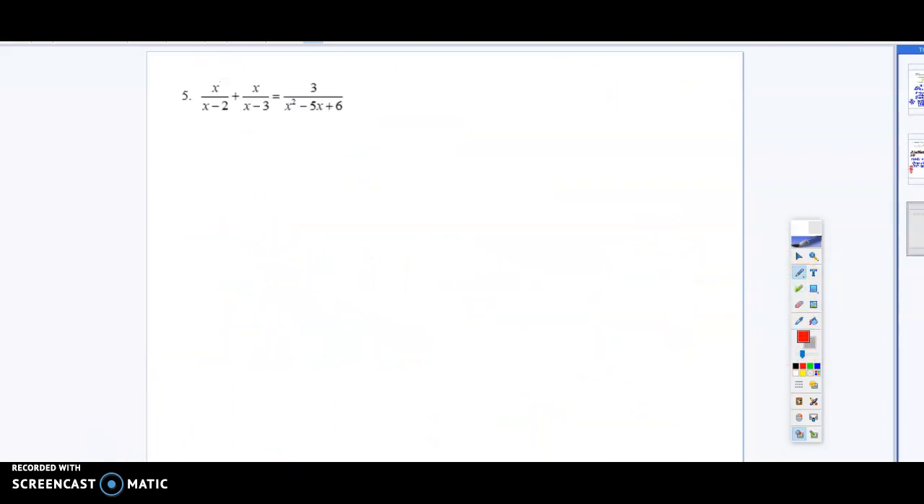Okay, on this one, we're going to factor this right here. That's going to give me x minus 3 times x minus 2. Again, if you need help on factoring, there is a video online. So this is going to be my greatest common factor, or least common denominator. We're going to take everything and multiply by this. When I do that, I'm going to get this.